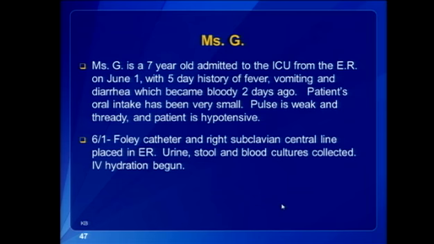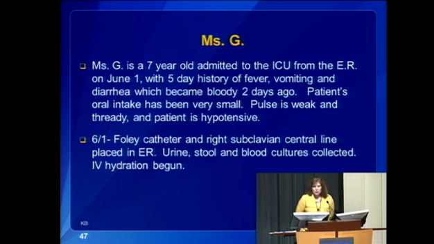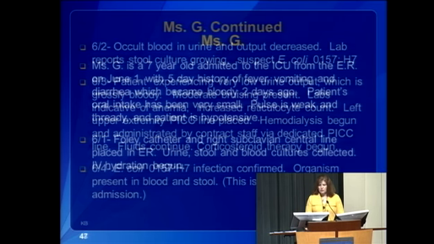Ms. G is a 7-year-old that's admitted to the ICU from the ER on June 1st with a 5-day history of fever, vomiting, and diarrhea, which became bloody 2 days ago. The patient's oral intake has been very small, her pulse is weak and thready, and she is hypotensive. On the 1st, a Foley catheter is inserted as well as a right subclavian central line in the ER. They collect urine, stool, and blood cultures, and they start some IV hydration with her.